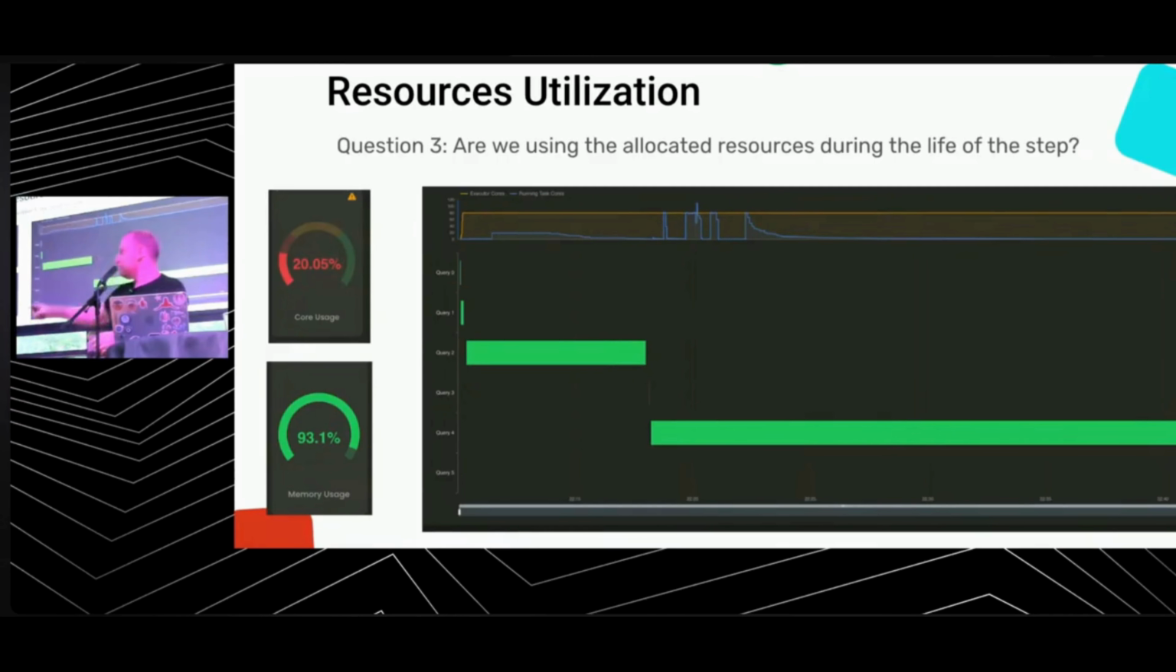In this graph, you can see the queries that are being run. In the upper graph, you can see in orange the number of cores we gave the cluster, and in blue the number of cores actually being used. You can see it's much lower. We gave it a lot of cores, and for some reason it's not using these resources. So why does it happen?